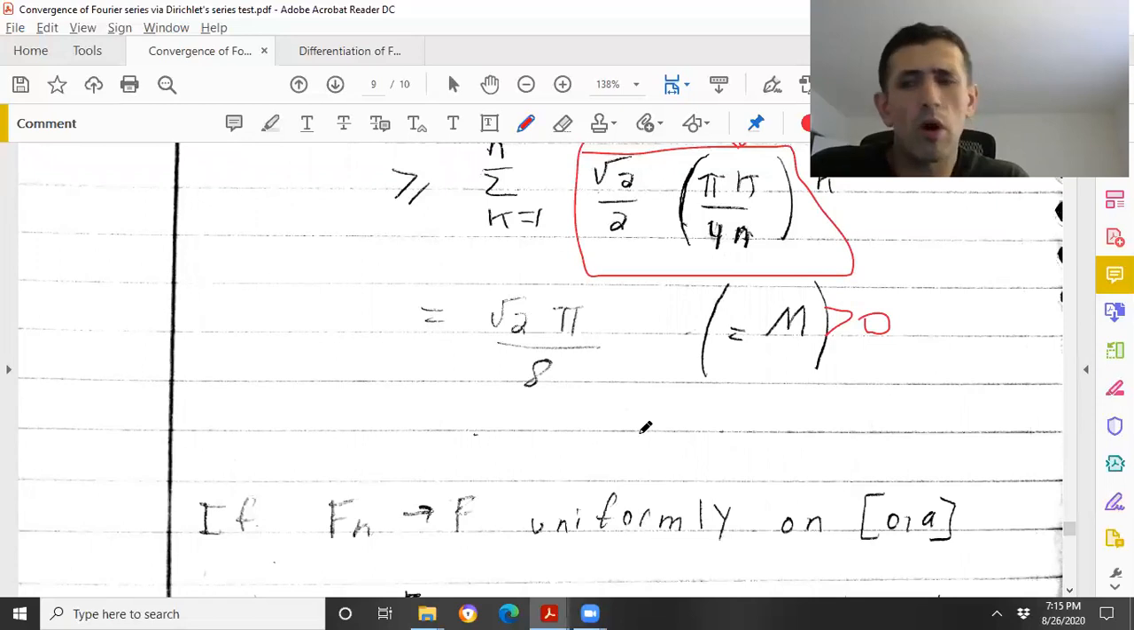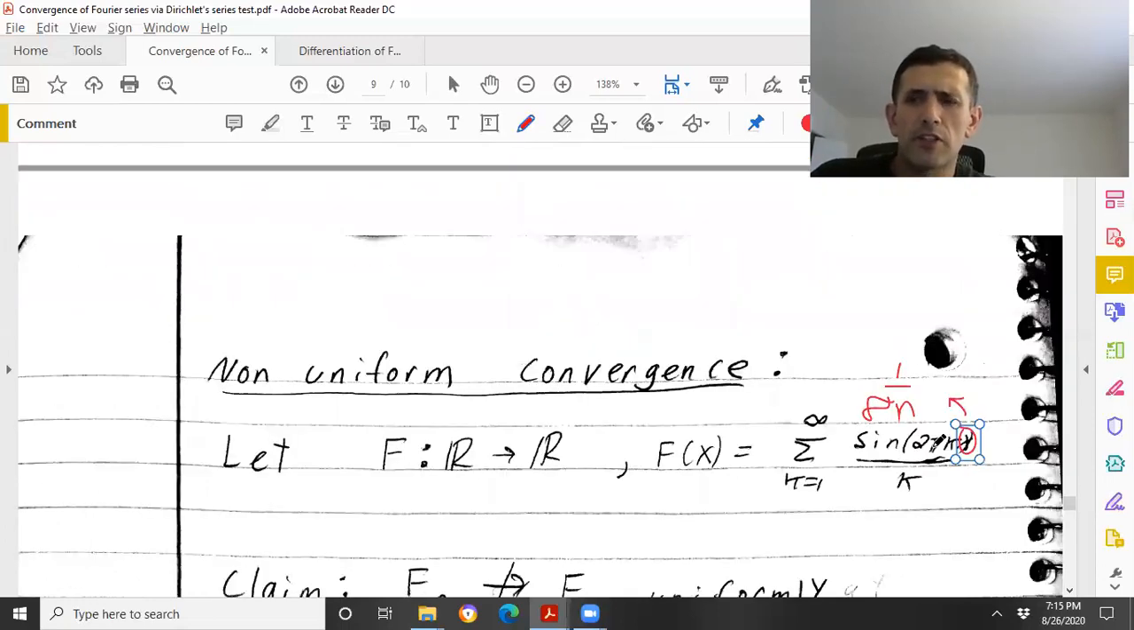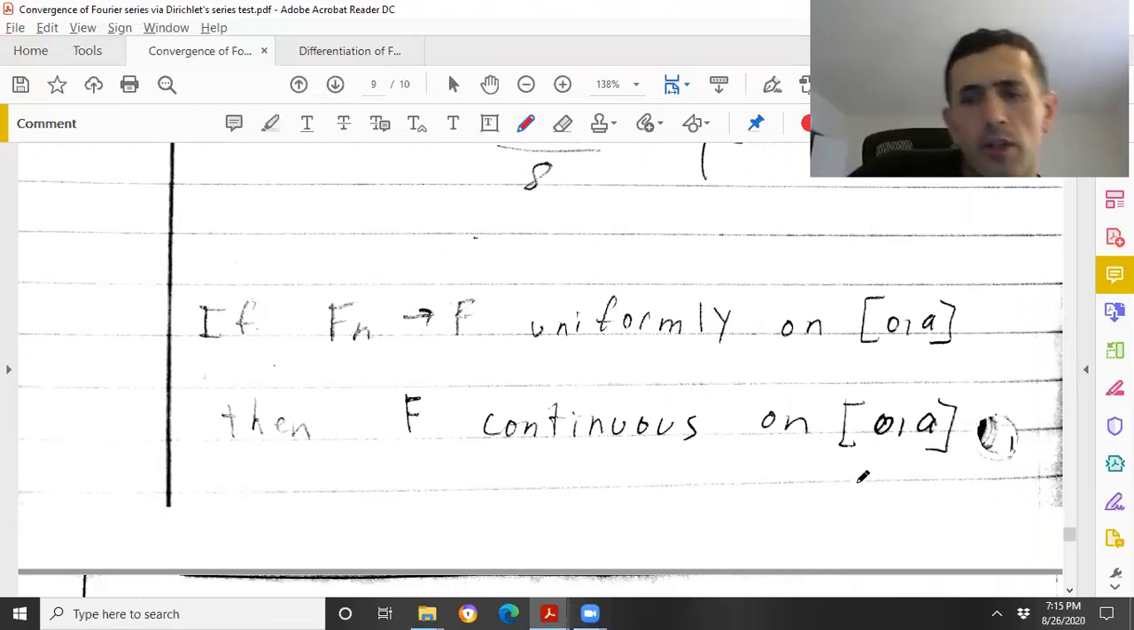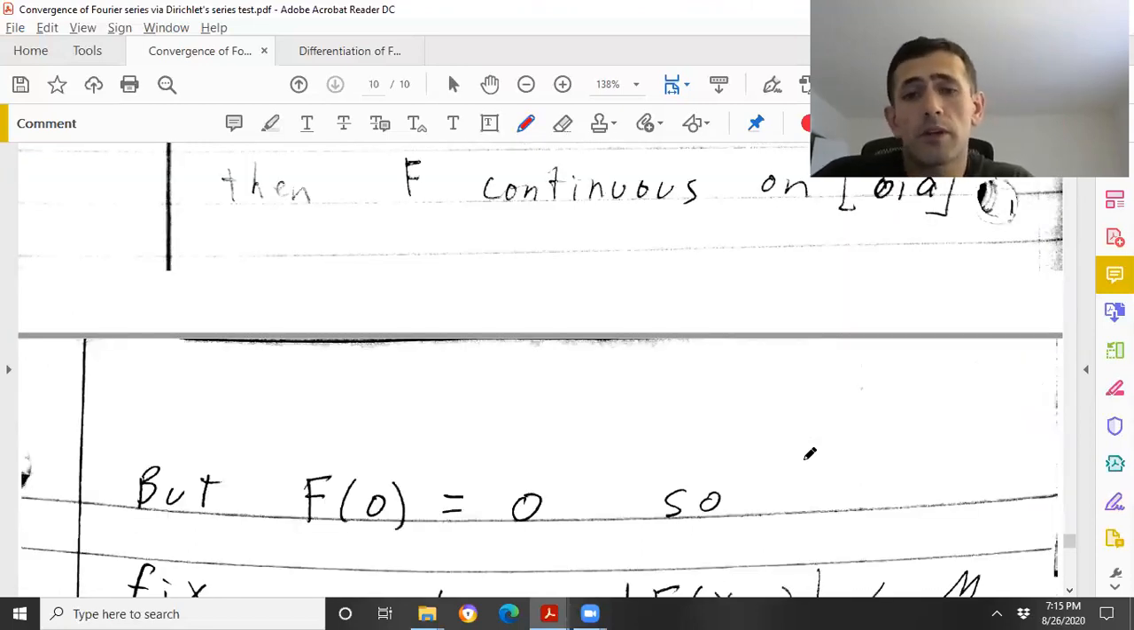Okay, so let's see why this screws things up. Well, if we did have uniform convergence on 0 to a, certainly each fn is trivially continuous. It's a finite sum of these sines. Remember, big Fn is just the sum from k equals 1 to n of sine 2 pi k x over k. Each one of those is continuous. So the uniform limit of continuous functions is continuous, so big F has to be continuous. But F of 0 is 0. We noticed that before. Big F of any integer is 0.